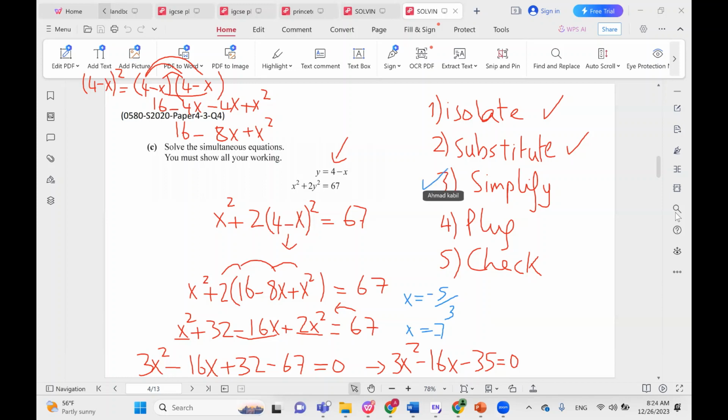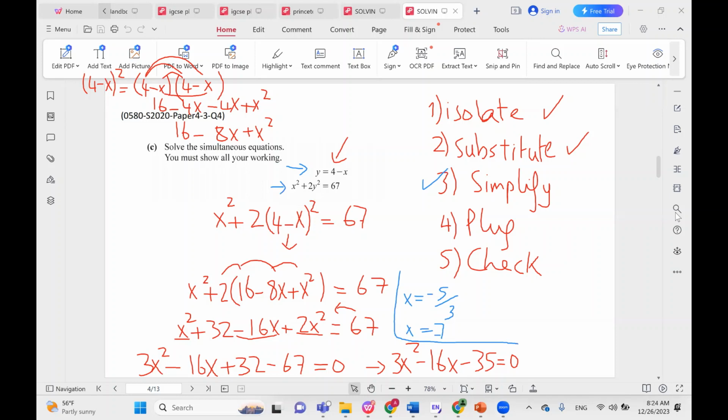Now, for steps 4 and 5, we're going to have to repeat them for each value of X. Since we obtained 2 values of X, we have to plug them both in, find the corresponding Y's, and then check to make sure that they work. So for the first value, I'm going to use this top equation for plugging, and I'm going to use the second equation for checking.